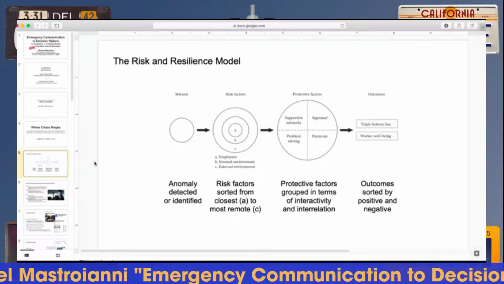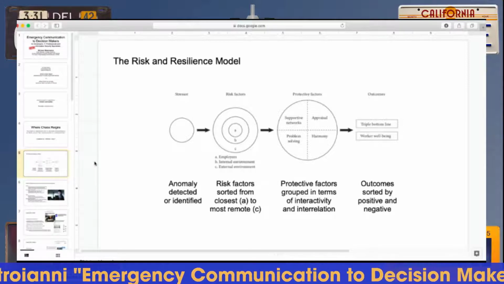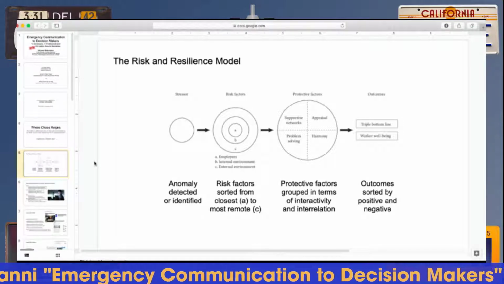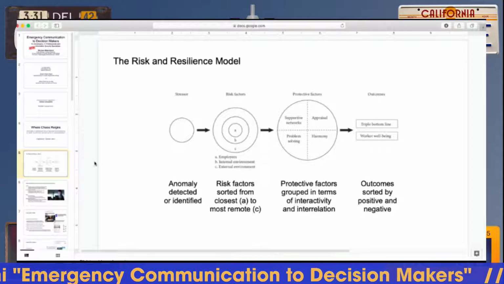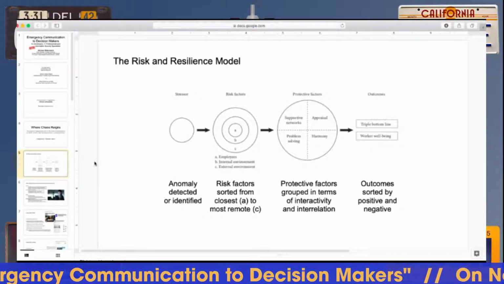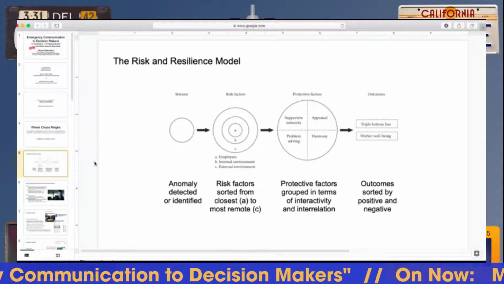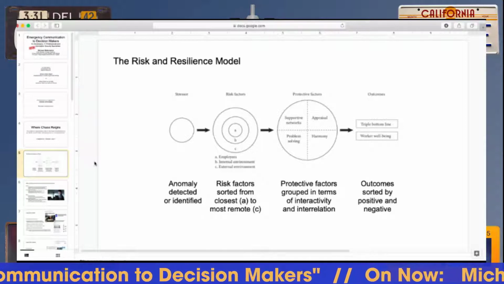Usually in this model, you're seeing the bullseye on the left, or two from the left, to show risk factors are usually sorted from closest, or in a psychological environment, more intimate, to more remote. So the ones that are more of an acute risk to a project or org are at the center. And then you have protective factors.